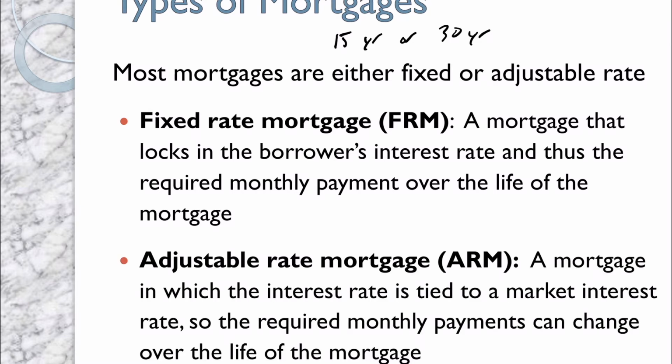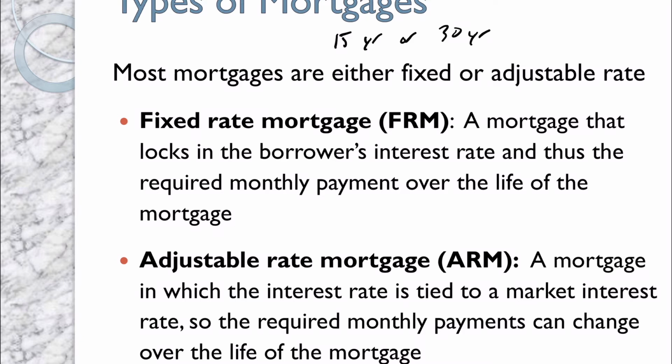You also have what are called adjustable rate mortgages, or ARMs. So this is a mortgage in which the interest rate is tied to a market interest rate. So the required monthly payments can change over the life of the mortgage. Oftentimes there is a cap on this, but the thought process or the concept behind an adjustable rate mortgage is if the interest rates go up, it can be very costly. If the interest rates go up, then your payments would also go up.